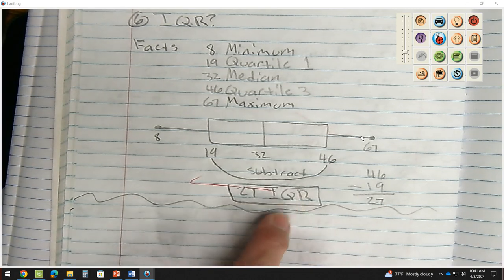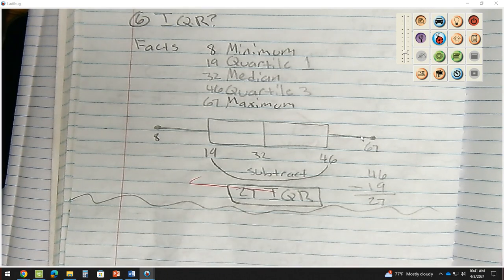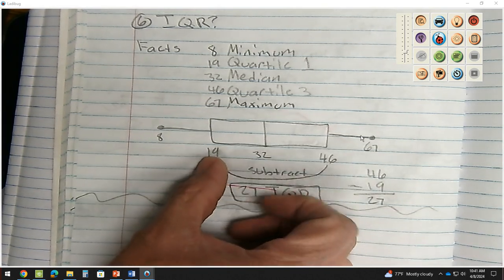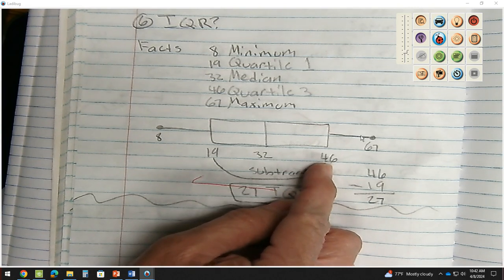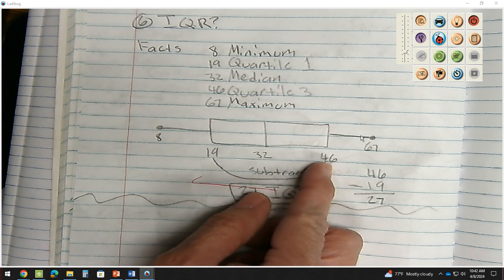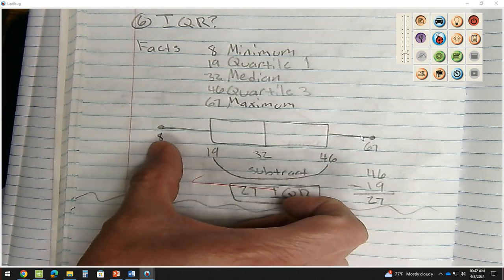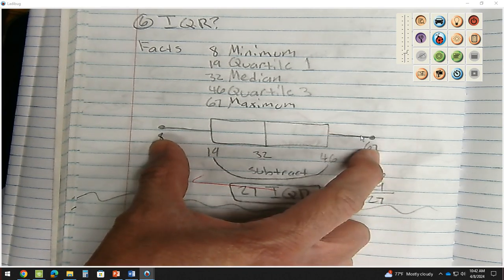Whenever you see the word range, that means that it's from here, from one point A to point B. And I want to know how far away you're from each other. But since it says interquartile range, I want to know how far away is the 19 from the what? 46. If it said the word range by itself, range, then I want to know how far is the lower extreme to the upper extreme. How far you're from each other. Wait, I have somebody out.